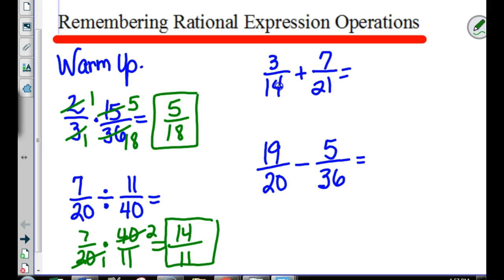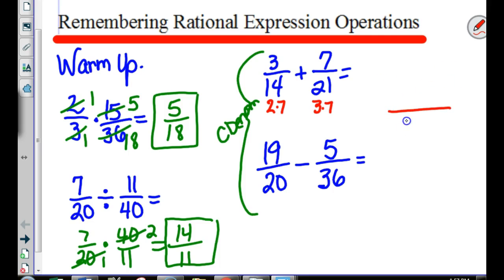Okay. When you add or subtract, this is when you need a common denominator, right? So real quick, if I say 14 is a 2 times 7 and 21 is a 3 times 7, our new denominator is going to have a 2, a 3, and a 7. Does everybody remember this? So that 2 and 7 go in here.